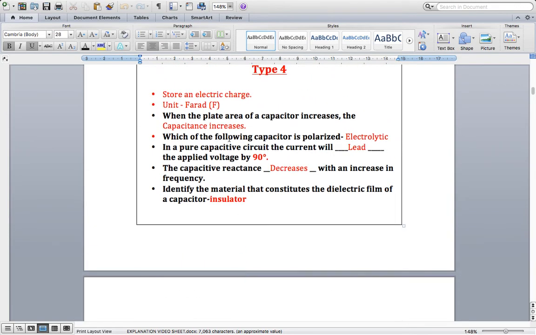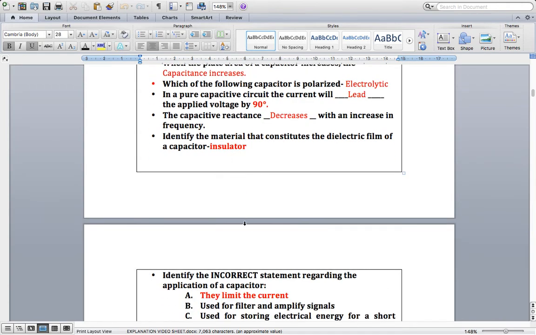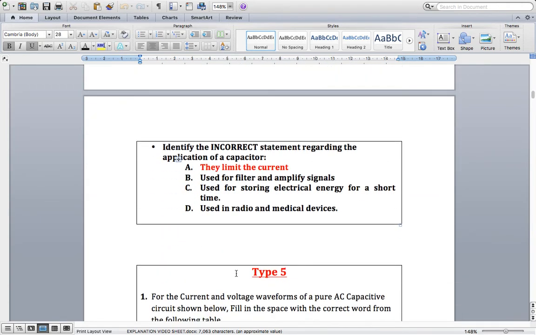Just memorize the answers. The ones in red color are the answers, and maybe you will find the same question at the end of the term. Okay, because these are all repeated ones. So try to memorize these multiple choice questions.